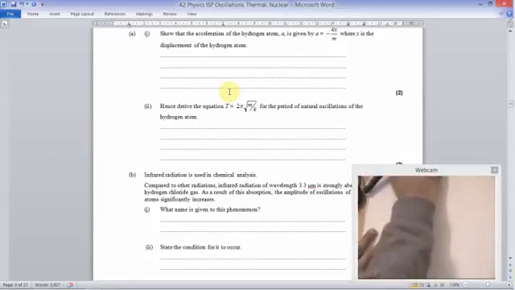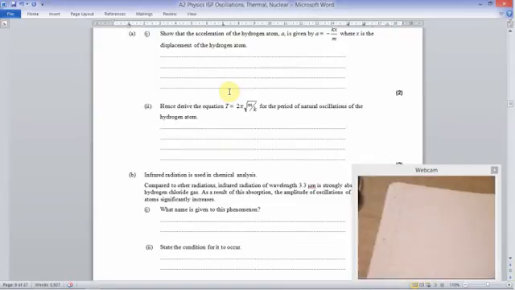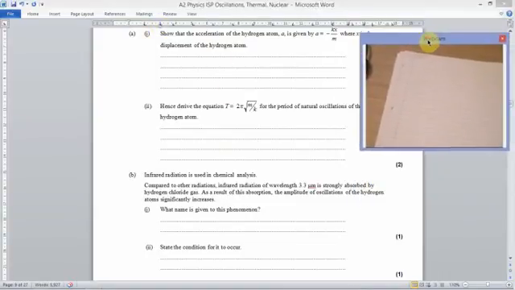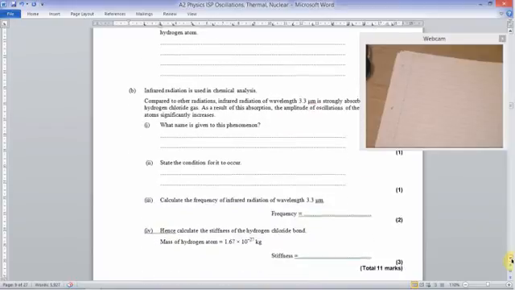Infrared is used in chemical analysis. Compared to other radiations, infrared has a wavelength of 3.3 micrometers, and is strongly absorbed by hydrogen chloride gas. As a result of this absorption, the amplitude of oscillations of hydrogen atoms slightly increases. What's this phenomenon named? Increase of amplitude is all down to the effect of resonance. State the condition for this to occur. The definition of resonance is that the natural frequency is equal to the forcing frequency.